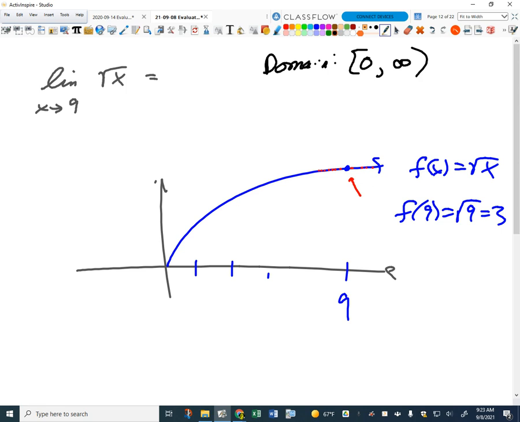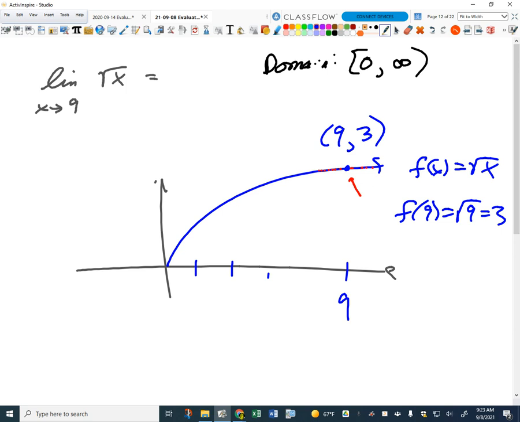How could we know what value the ant thinks it's approaching as x approaches 9? Well, it's that point right there, right? It's the point with coordinates x equals 9, y equals 3, right? So this is a case where the ant is going to step where he thinks he's going to step. And that's where direct substitution works, right?